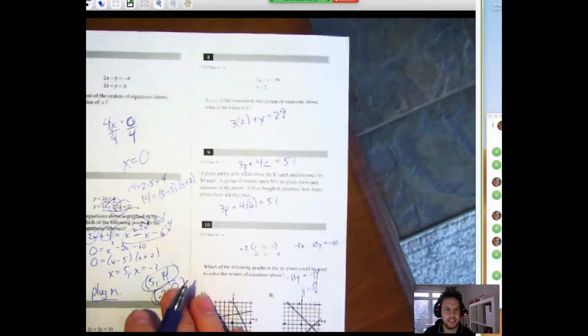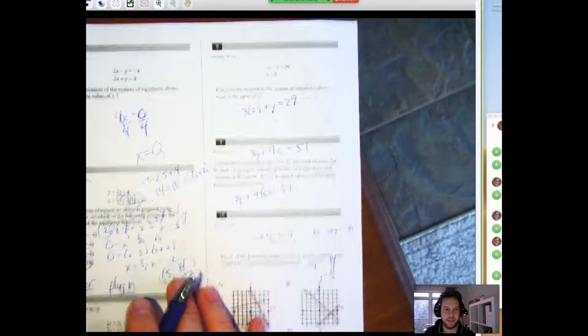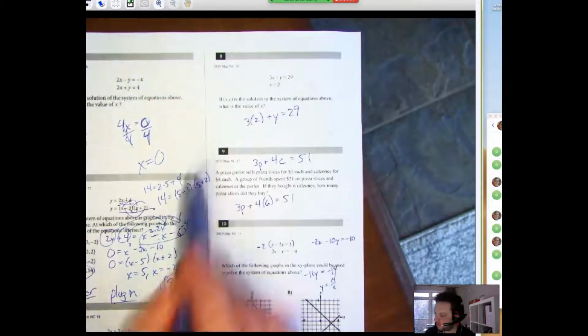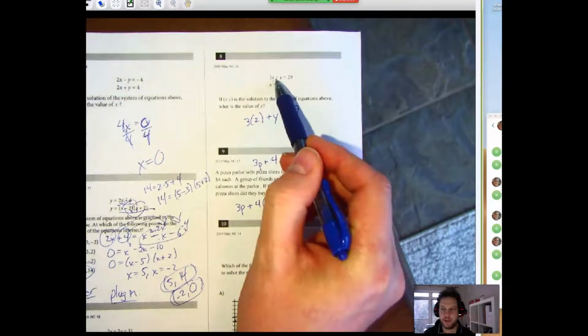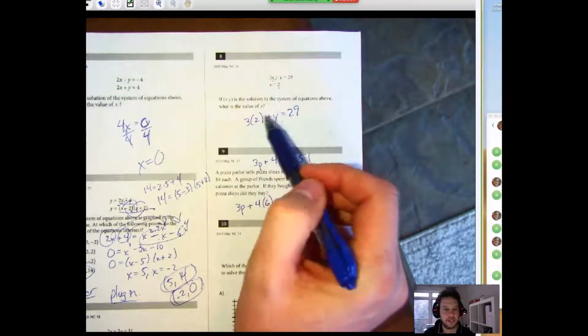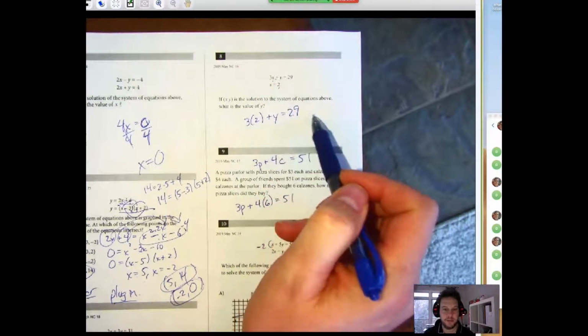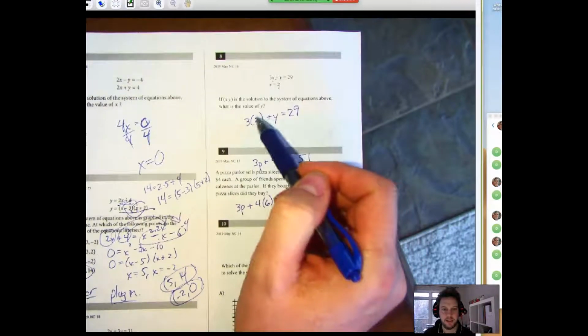Number 8, this is substitution. It does mess people up because it almost looks too easy. But I know x is 2, so I can take that 2 and plug it in the top equation in place of x. That gets me here, and then you can just solve that. You know, that's 6. Subtract 6 from both sides.